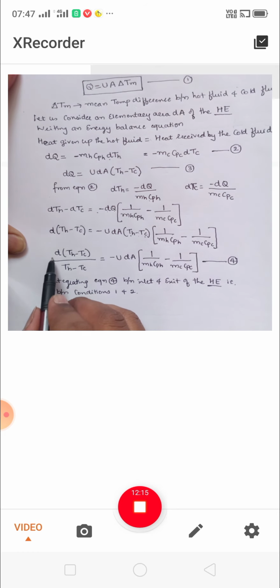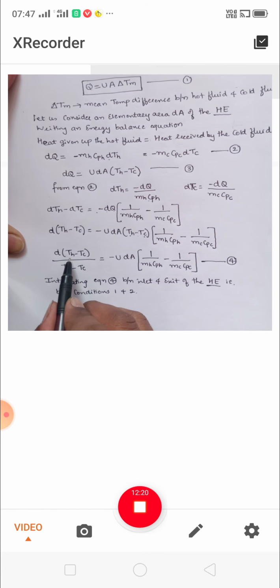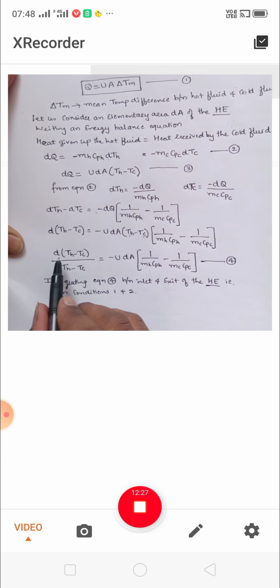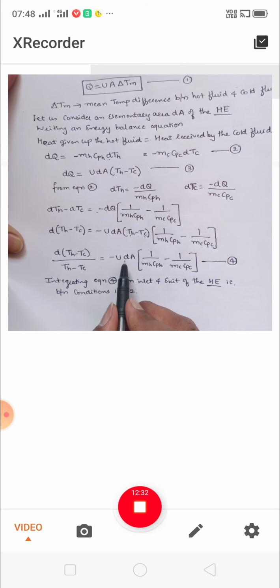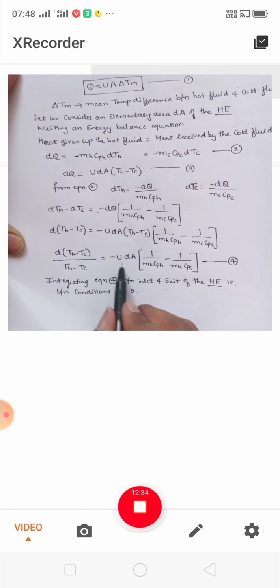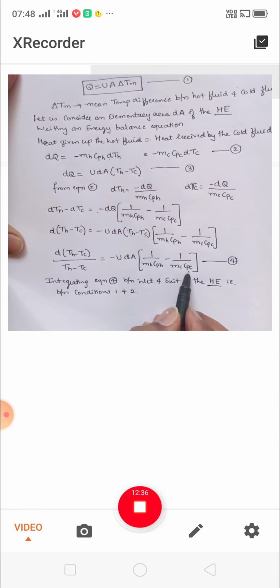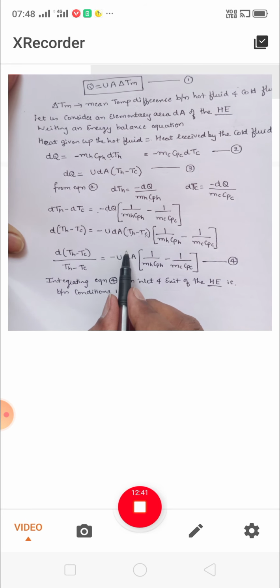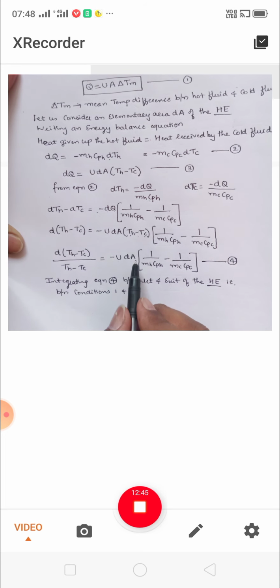So if I integrate this equation 4 between the limits 1 and 2, here I will consider this Th minus Tc as x term. So dx becomes dx by x. So the integration of dx by x becomes log x. Similarly here also, the integration of this U term and this term is constant. Already in the assumptions of the parallel flow heat exchanger I have told it. So the integration of this dA between the limits A equal to 0 to A equal to A, the integration of dA will be A here.